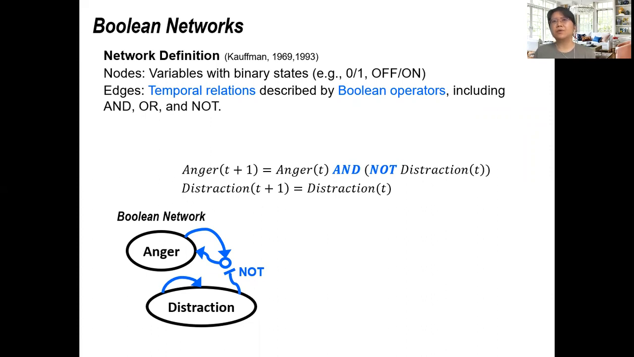And the edges are temporal relations. In Boolean networks, the temporal relations are described by Boolean operators, which are and, or, not, and the combinations of them. So for example, this is a Boolean function in part of the Boolean network. And here, anger at t plus 1 is predicted by anger at time t and not distraction at time t.